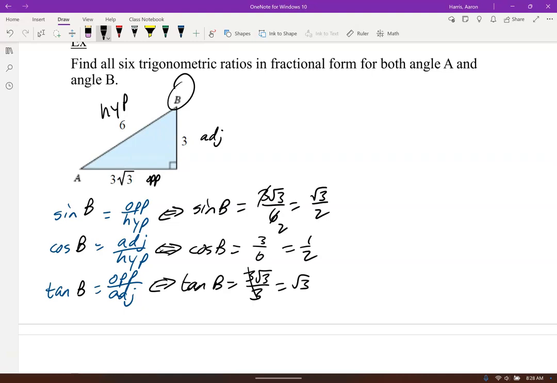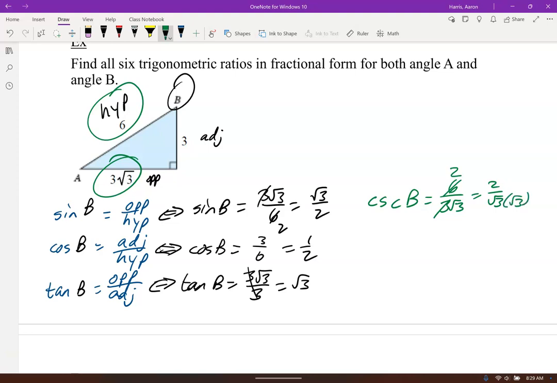And remember the reciprocal functions. So the reciprocal of sine, the cosecant of B, instead of opposite over hypotenuse, would be hypotenuse over opposite. So 6 over 3√3. And 6 over 3 is 2. So I have 2 over √3. Rationalize that. So I have 2√3 over 3.